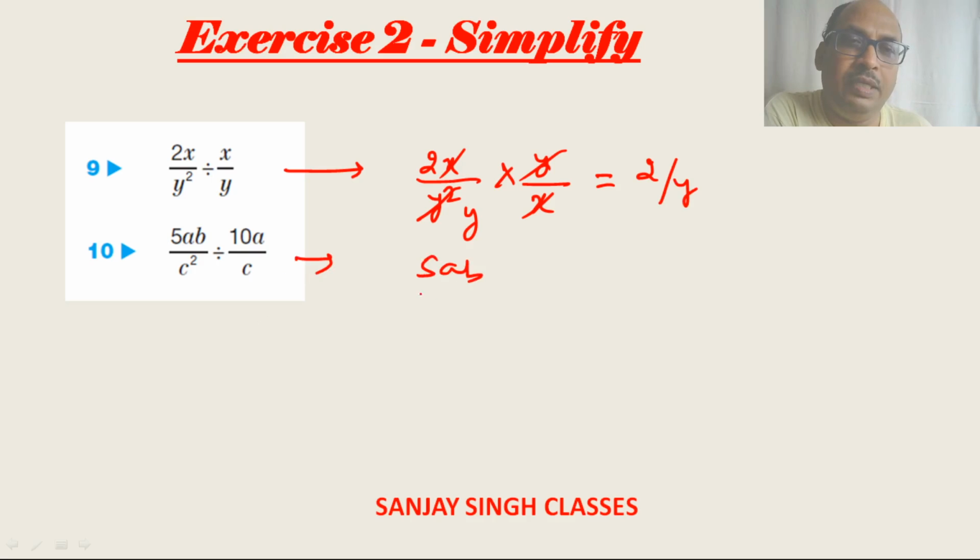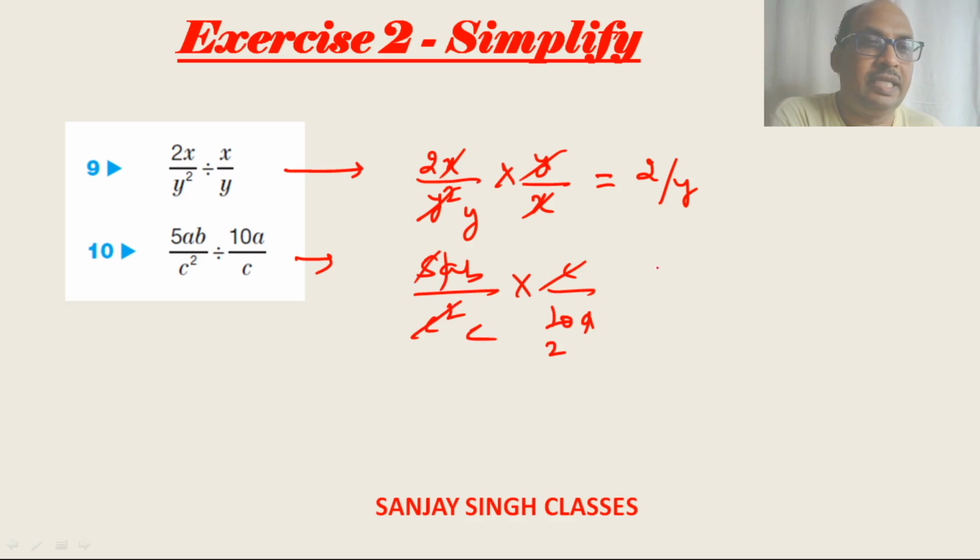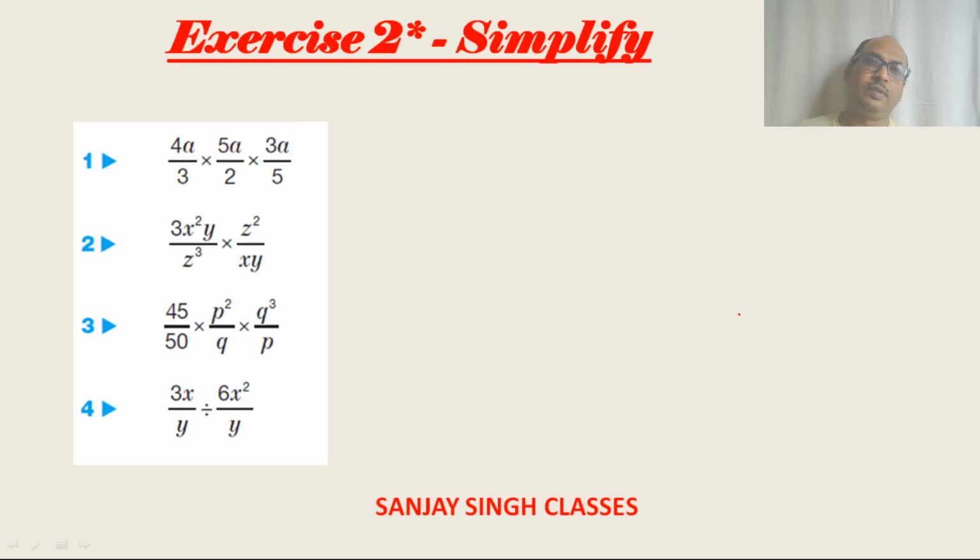This one 5ab by c square into c by 10a. So this a has got cancelled, and then 5 2s are 10. 1c also will get cancelled. So in numerator part only b is left, and in denominator part we are having 2c. Okay, right.